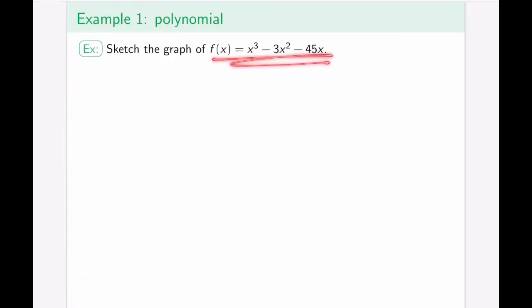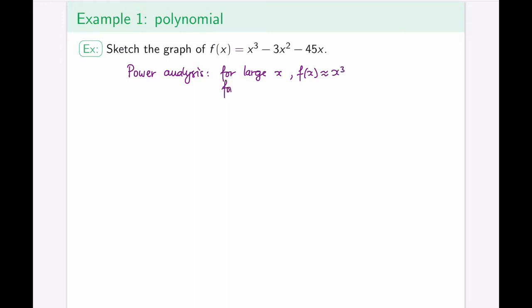We're going to start with a simple looking polynomial. It's a cubic. First of all, because it's a polynomial, we can actually use power analysis to produce a fairly rough sketch of this function. So as the very first step, this is what we can think about. According to the power analysis here, the highest powers will dominate for large values of x, which means that for large x, the function f of x looks approximately like x cubed, and for small values of x, or near the origin, the function will look approximately like minus 45x, its smallest power.